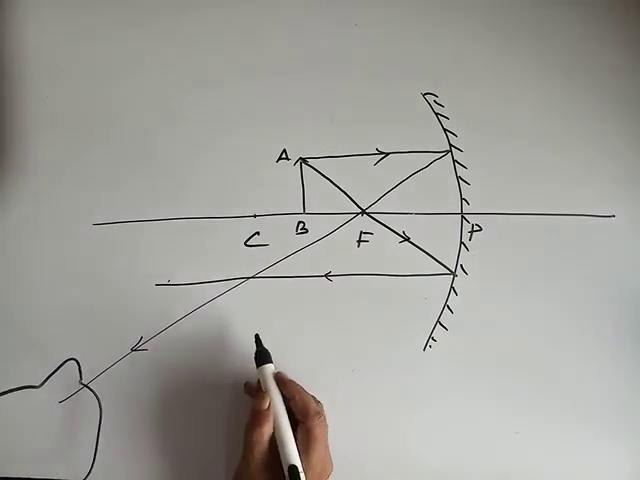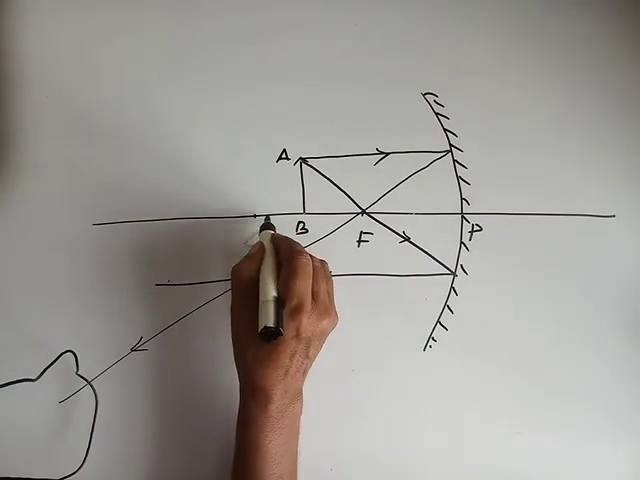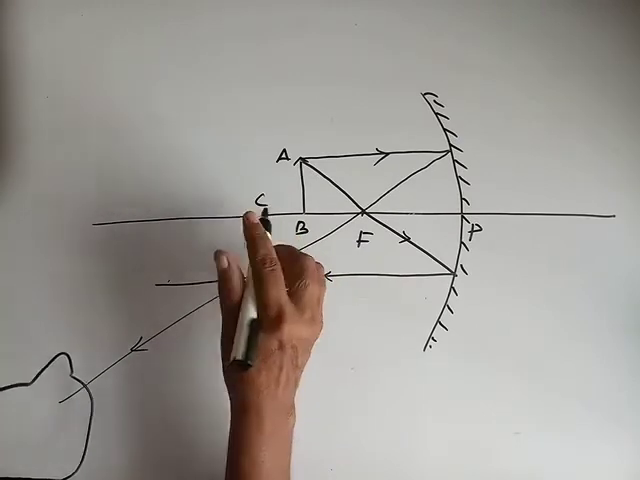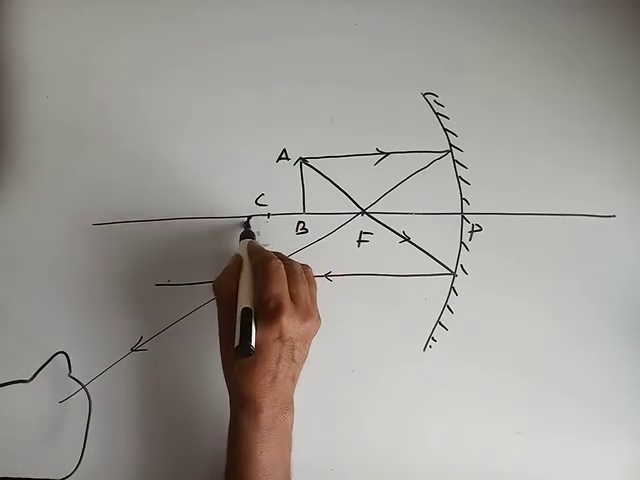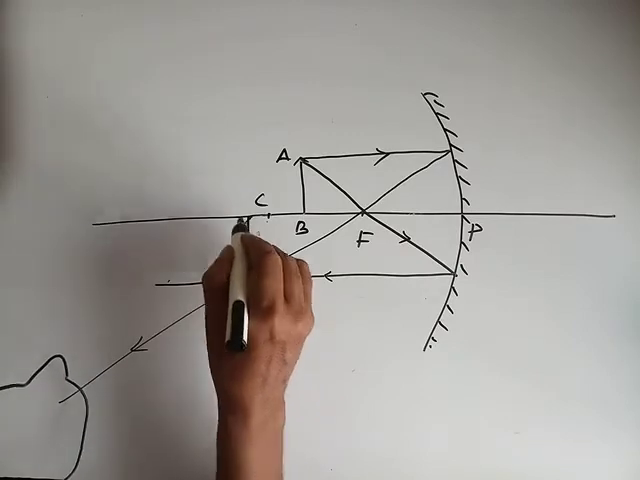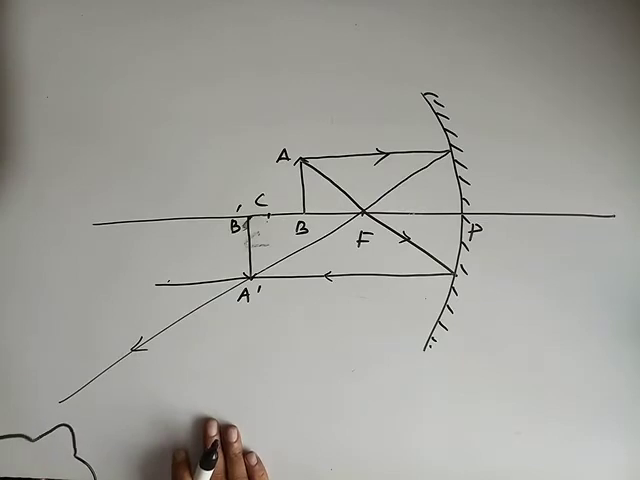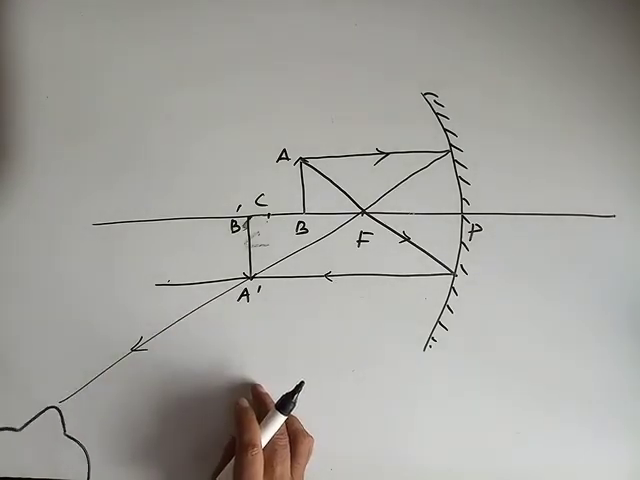What you see here is that the reflected rays are intersecting at this point. This is A dash and this is B dash. So the image formed is beyond C.